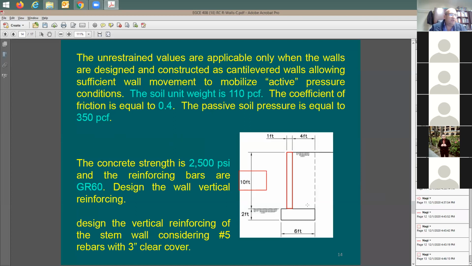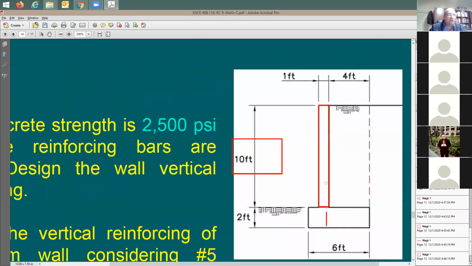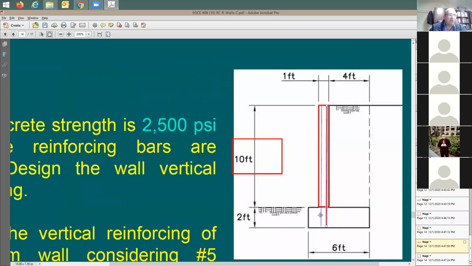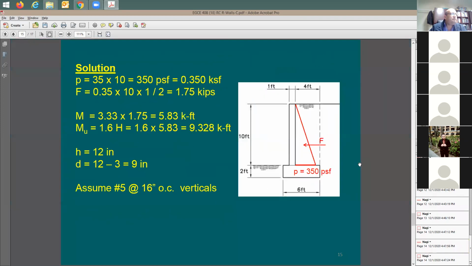Also, I need to know where to put the rebars. Now again, should I put the rebar here or should I put it here? Which position, 1 or 2? 1 to the right, 2 to the left. 1. So I'm going to put it here.